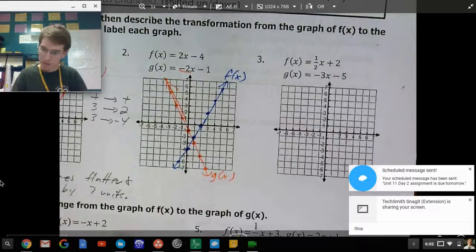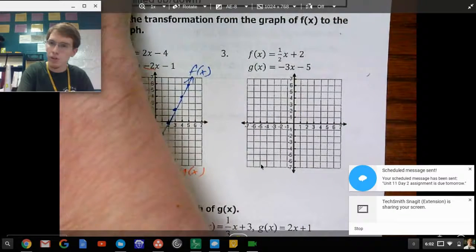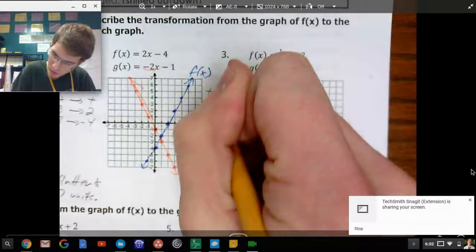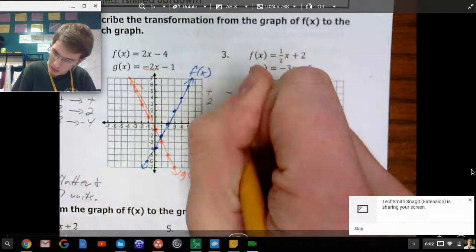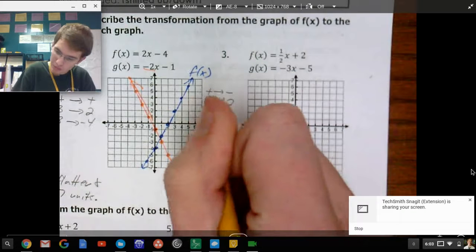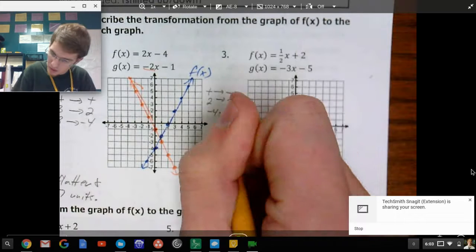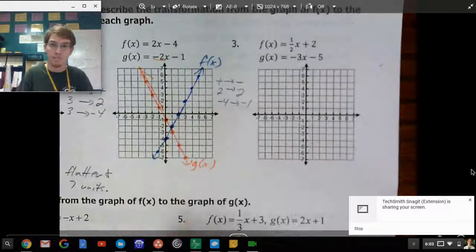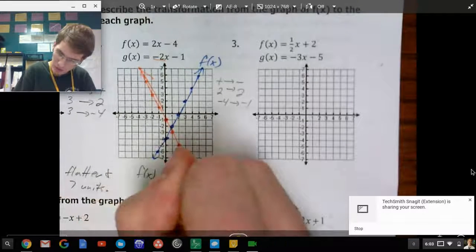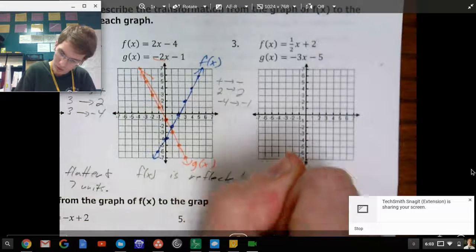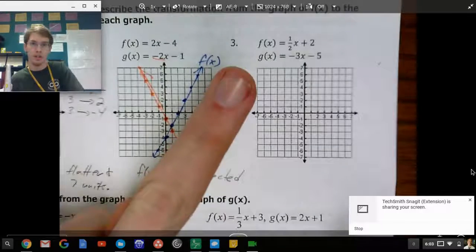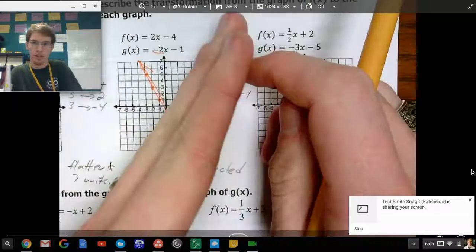All right, so what I'm going to compare is I started with a +2 slope. I went to a -2 slope. And my y-intercept started at -4. Now it's a -1. All right, so from plus to minus, so that is a reflection. So f of x is reflected. And we all know, we should know, that the only reflection we're talking about is across the y-axis. Okay, so flipping this way, flipping that way.